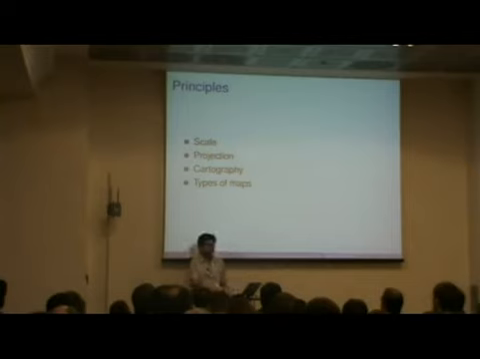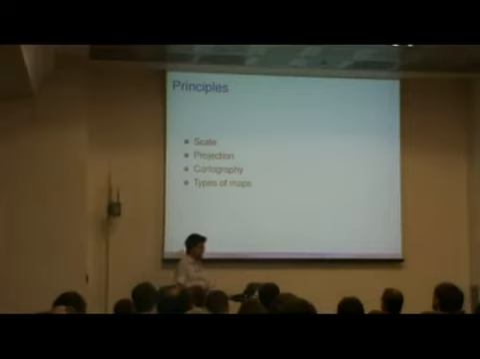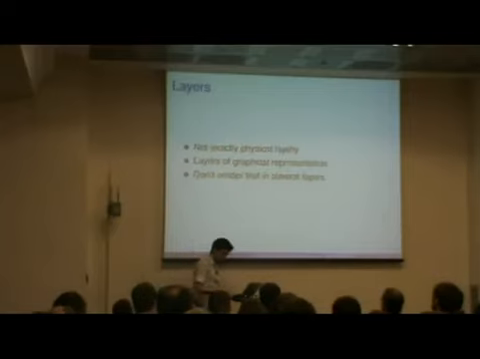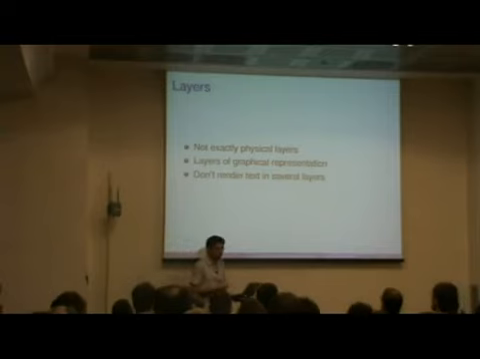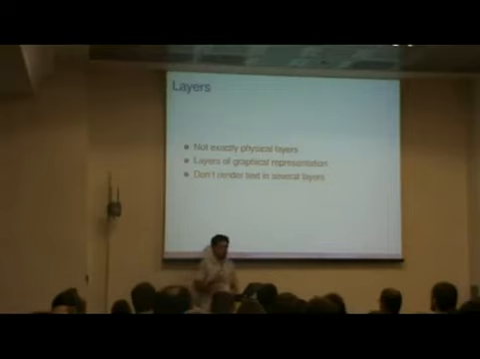So, what are the main principles of rendering? Well, in general, you have to know about some theory like scale, projection, how cartography works, about types of maps, but, you know, just skip that. Layers are the most important thing when doing rendering. They're not exactly physical layers, so I don't care about the soil under me, and nobody will when looking at your map. It's actually the layers of graphical representation.